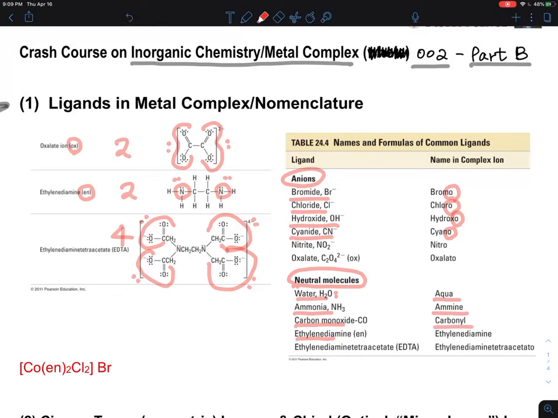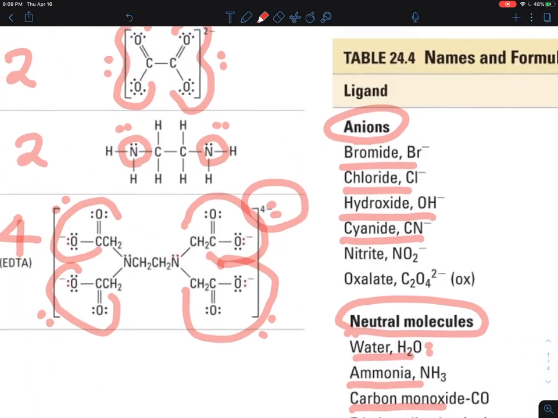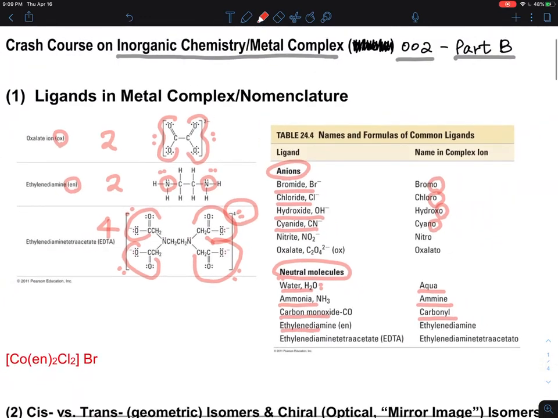And EDTA is an interesting one. If you look at EDTA, it is -4. You see this? There's a -4 charge from the 4 carboxylates, and they should end up having acetato, which should actually be under these categories. I don't know why this one is shown up here and here.